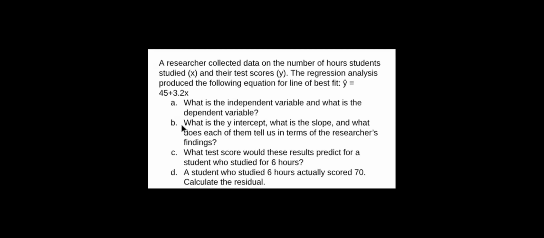Okay, B. What is the y-intercept? What is the slope? And what does each of them tell us in terms of the researcher's findings? So the answer is the y-intercept is 45. And what that tells you is that according to this mathematical model, a student who studies 0 hours is predicted to get a 45 on the exam.